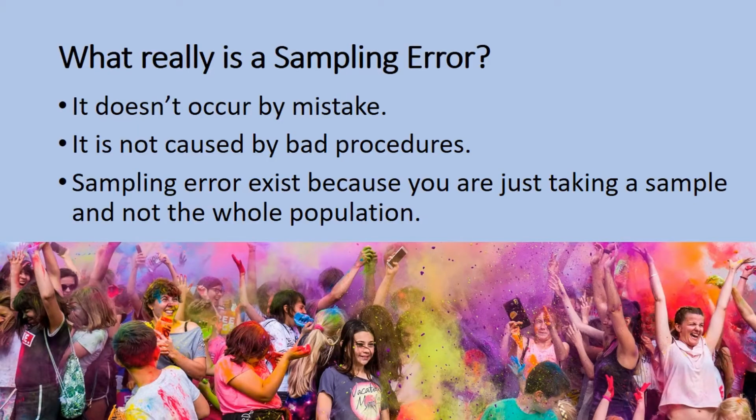A sampling error is not an error. It doesn't occur by mistake. It is not caused by bad procedures. Sampling error exists because you are just taking a sample and not surveying the whole population. There is nothing practical you can do when sampling to avoid sampling error. The only way to avoid a sampling error is to test the entire population, which is almost impractical. Doing it in that case isn't a sample, but a census.